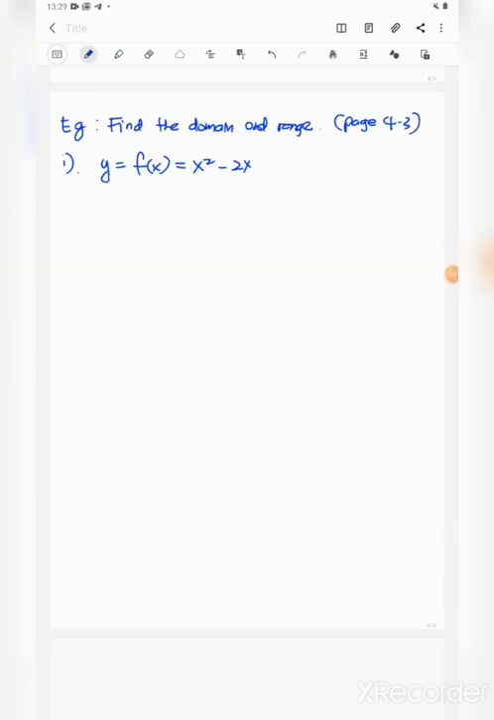Now example 1 for the quadratic function. Find the domain and range. For this one you can refer to your book, page 43. Question number 1: y equals f(x) equals x square minus 2x. Remember the first step: you have to find the vertex. To find the vertex, you have to remember the formula x equals negative b divided by 2a.